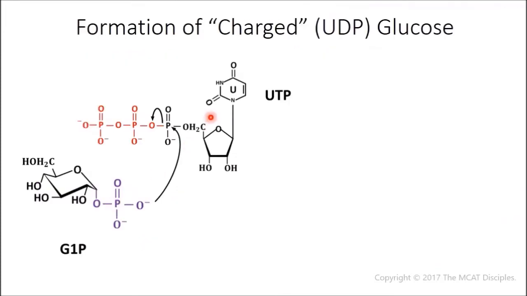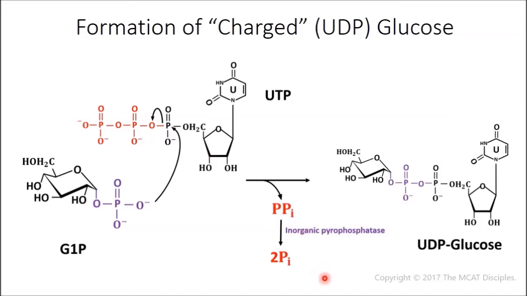All right, so we need to form charged UDP glucose. Charged glucose is just a high energy form of glucose. What we need to do there is take glucose 1-phosphate and do a nucleophilic attack on the alpha phosphate group of this UTP molecule, and we cause pyrophosphate to leave. Pyrophosphate leaves, and we can further break that down via the ubiquitous, omnipresent inorganic pyrophosphatase to form 2 inorganic phosphates, and we have the UDP glucose.